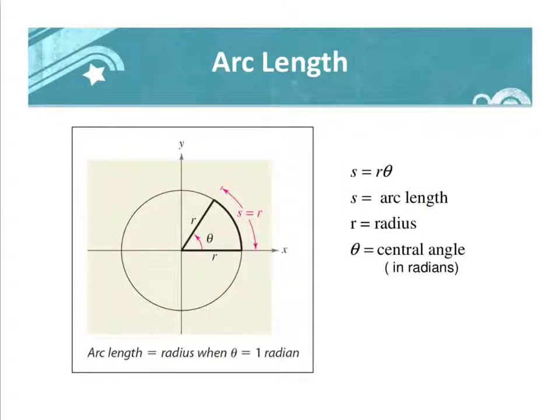Alright, let's switch the topic a little bit. Remember that S equals R theta can be manipulated. I presented that to you in the beginning of the presentation. And S represents our arc length, R is our radius, and theta is our central angle, and it must be expressed in terms of radians.